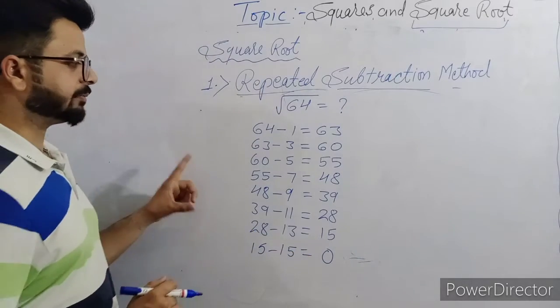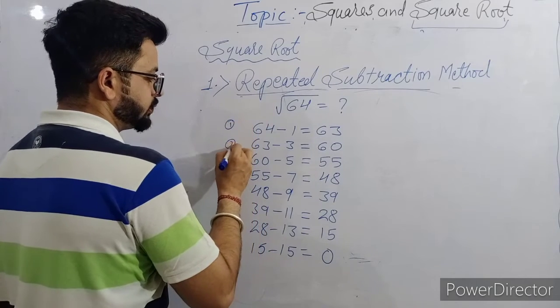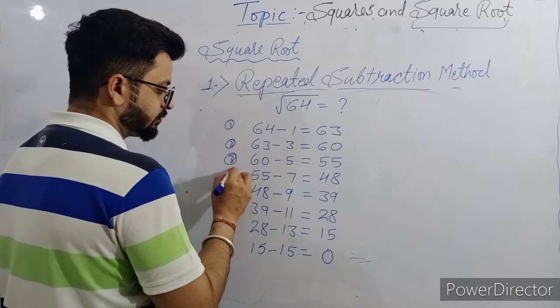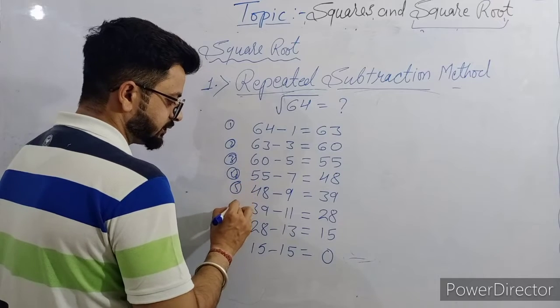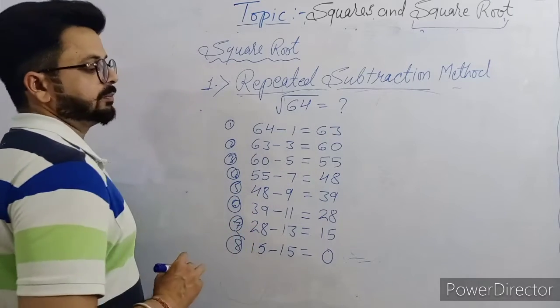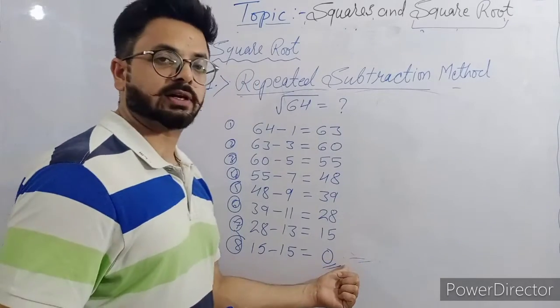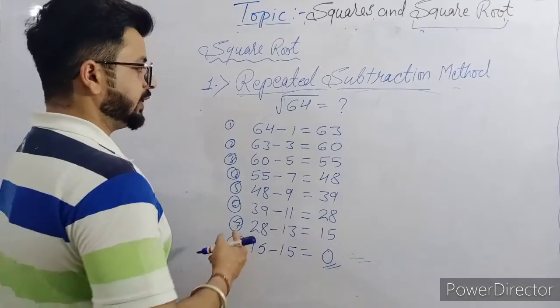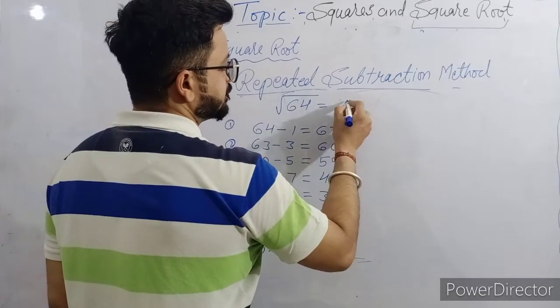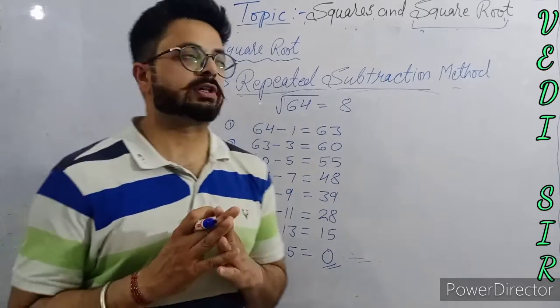How many times did I perform the subtraction? 1, 2, 3, 4, 5, 6, 7, 8. It means at last I got 0. 0 is mandatory. 0 should come at last. Finally, 8 times, so the answer will be 8. So like this we will solve.